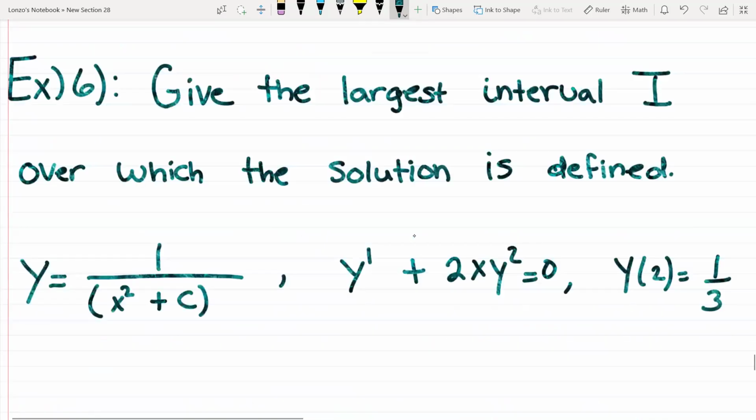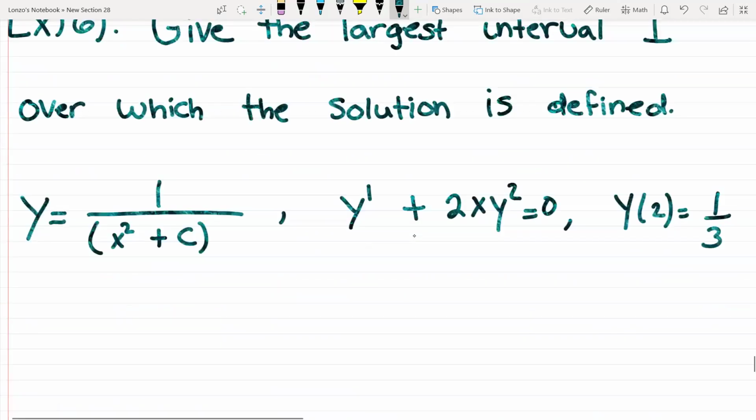Example 6 says, give the largest interval I over which this solution is defined. We have y equals 1 over x squared plus c, and then we have y prime equals 2x y squared, with an initial value of y of 2 equals 1/3. So you can write this as a coordinate if you want. That's what I'm going to do.